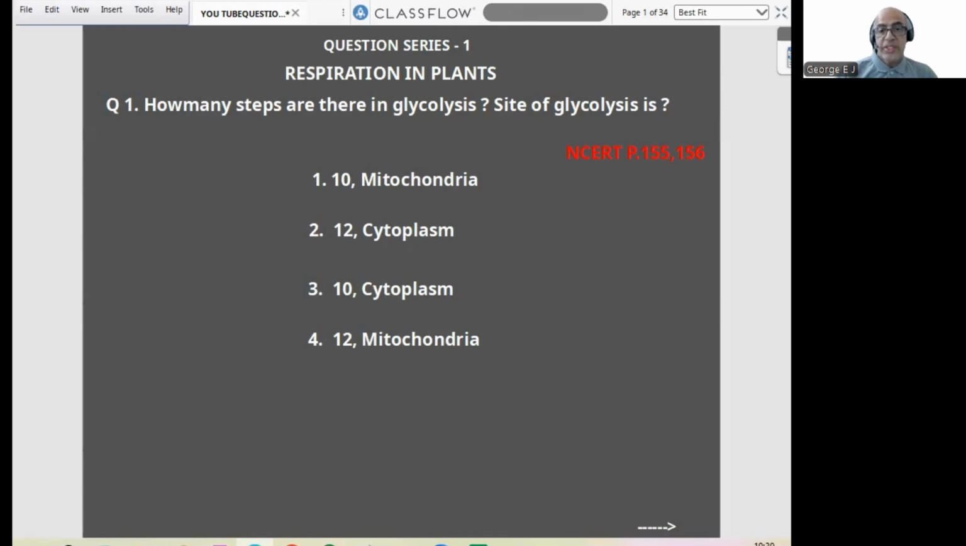And which is the site of glycolysis? In glycolysis, basically 10 steps will be there, and it takes place in the cytoplasm. So 10 steps, in the cytoplasm. I think the question is clear. We can proceed to the second one.